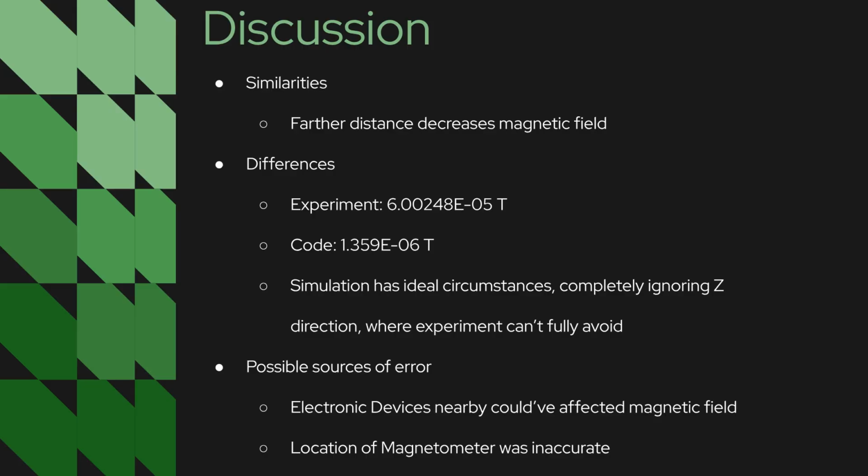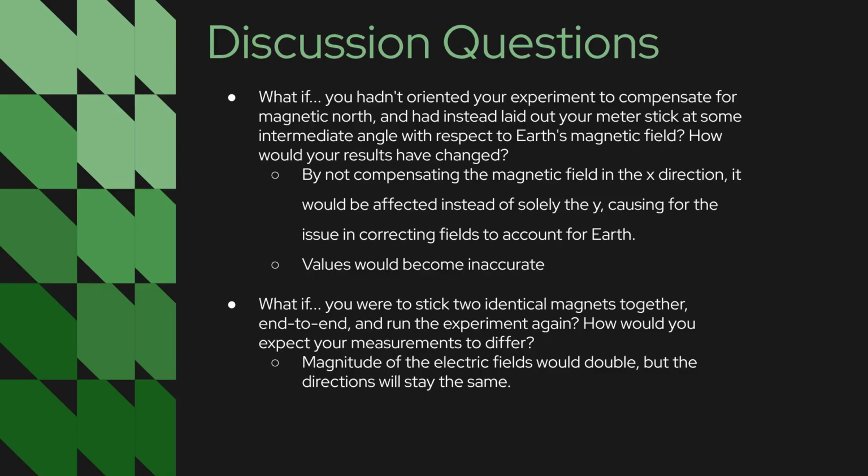Some sources of error include that electronic devices nearby could have affected the magnetic field, and location of the magnetometer was inaccurate. For discussion questions, if we did not orient our experiment with the Earth's magnetic field by not compensating the magnetic field in the x direction, it would be affected instead of solely the y, causing issues in correcting the fields to account for Earth's magnetic field, and all values would become inaccurate.